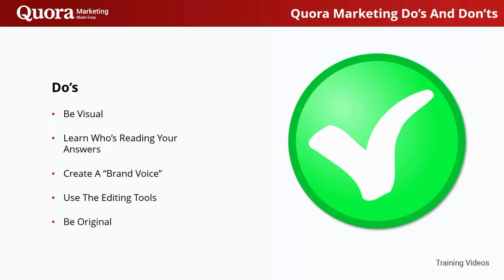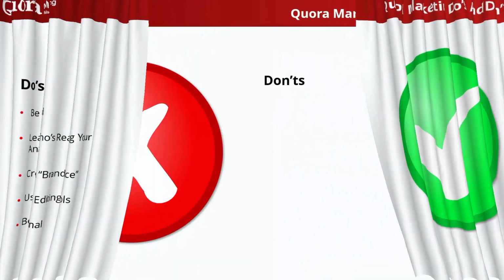Be original. Before composing an answer or question, we recommend you to use the search bar to find out previous answers to similar questions on the same topic. That way, you will be able to identify missing information that you can add to the conversation, as well as to craft more original responses.